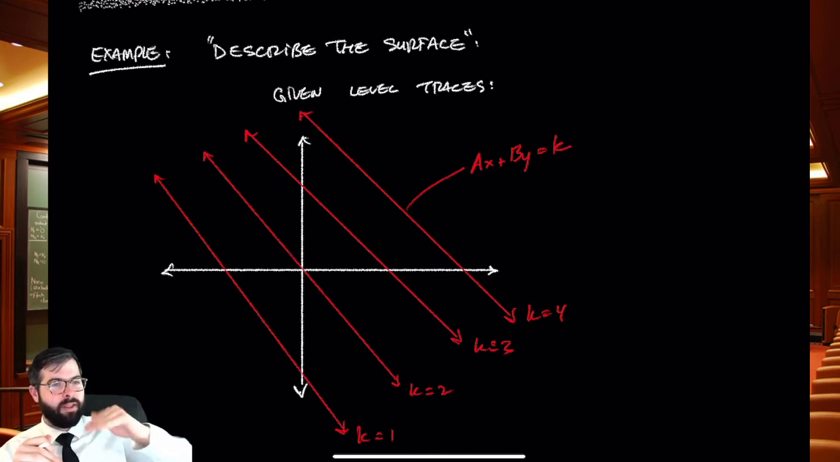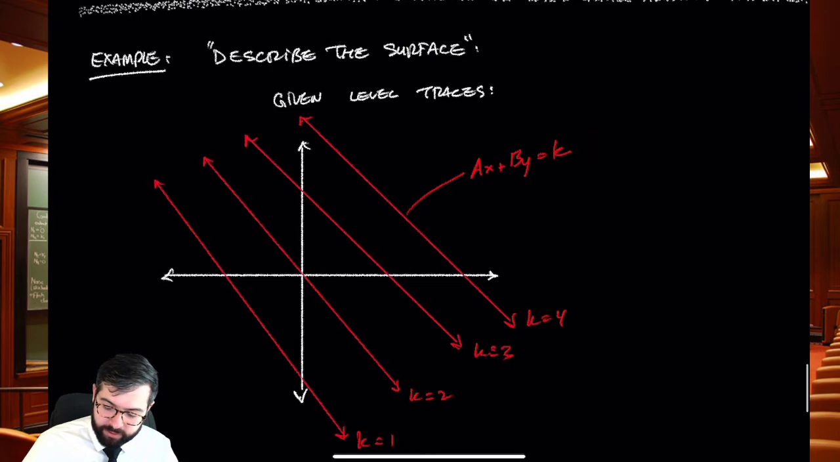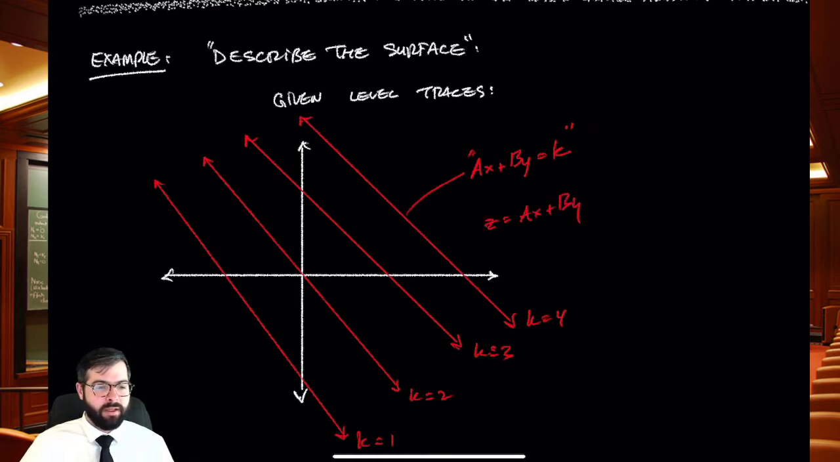And so what does that mean? That they're going to have some equation ax plus by equals k, right? Which in this case, we're replacing z with k. So really the function would be z equals ax plus by, and we know that this would be a plane. Does that make sense?